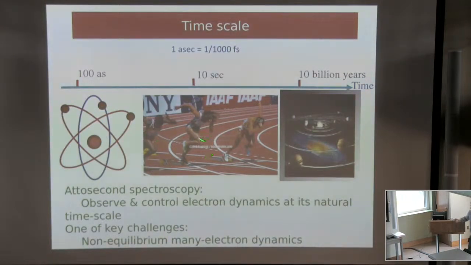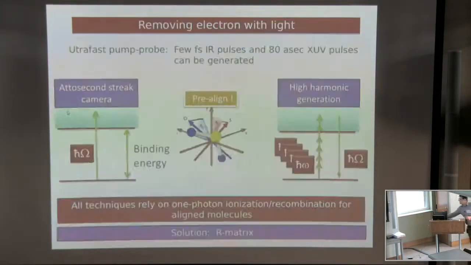And so really the aim and idea of attosecond spectroscopy is to observe and control these electron dynamics at their natural time scale. And one of the key challenges that people have come to realize recently in the strong field community is that many electron dynamics are important. I think that's not news to anyone here. So how do we get this time resolution?